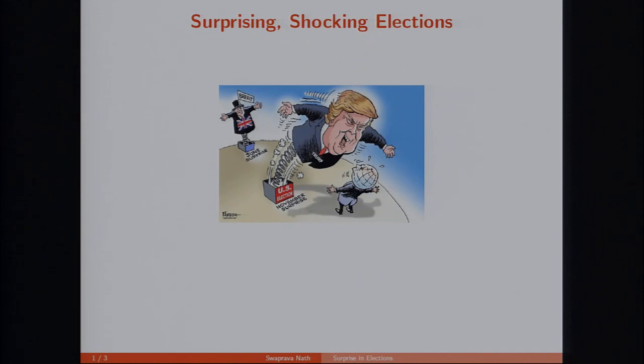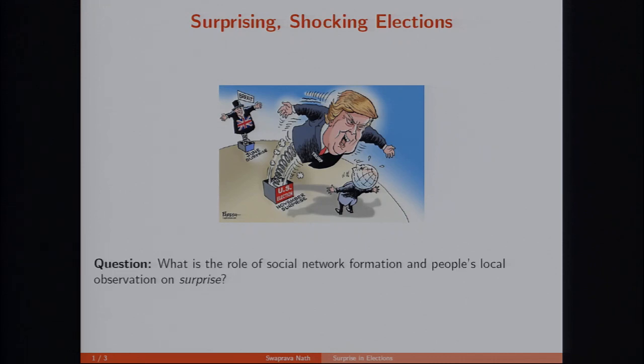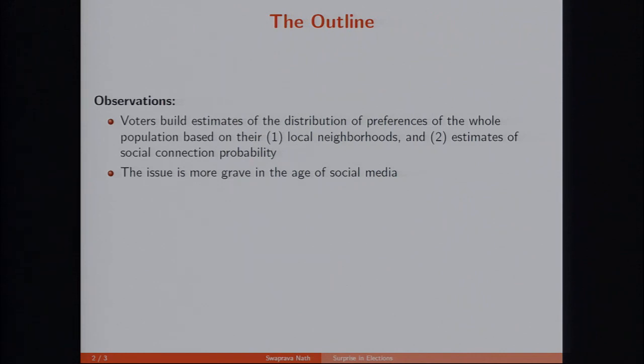Given that in recent times we have seen lots of surprising, perhaps shocking election outcomes, we tend to ask the question, what is the role of the social network formation and people's local observation on this event of surprise? And our work starts with the following observation, that voters generally build estimates of the distribution of preferences of the whole population based on their local neighborhoods, whatever feed we see in our Facebook pages and so on, and also the estimates of their social connection probability.